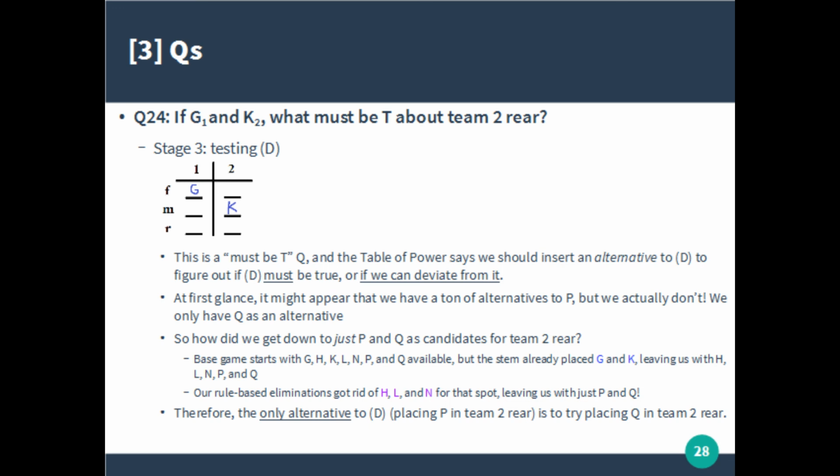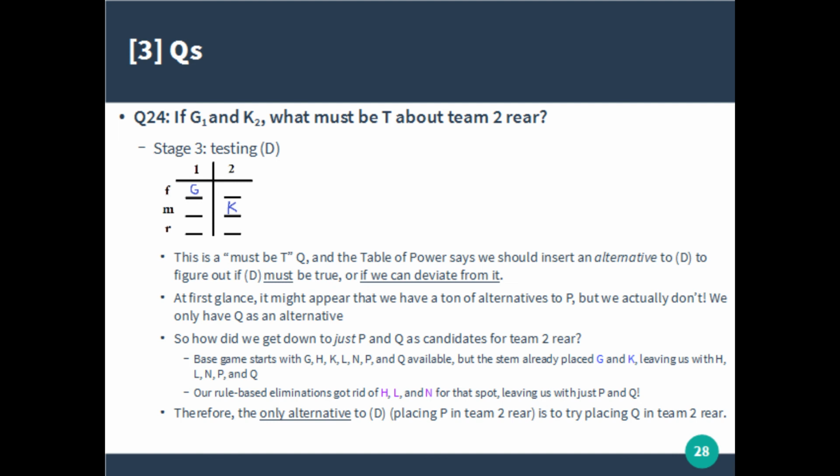And our rule-based eliminations got rid of A, B, C, and D, which were respectively H, L, and N. So really, that leaves us with just P and Q as the 2 possible candidates for the Team 2 rear spot. Because again, the question stem removed G and K from the list of possible entities to fill in the rest of the table with, our rule-based eliminations, by getting rid of A through C, also got rid of H, L, and N from that remaining list, and the only 2 remaining are P and Q.